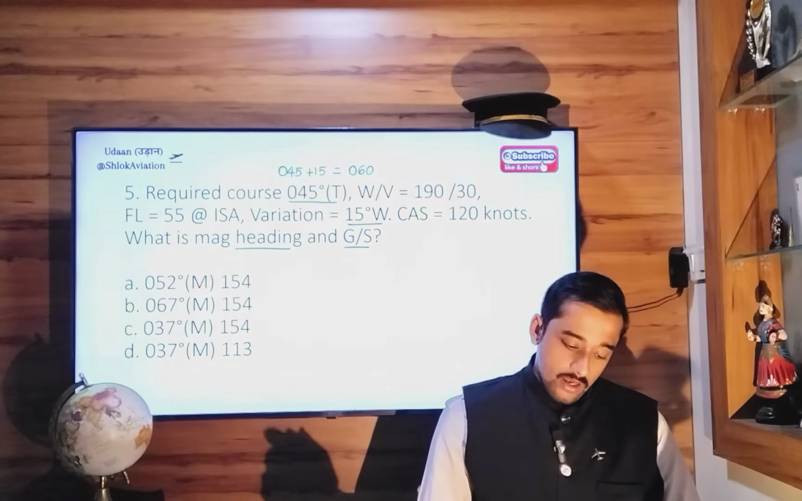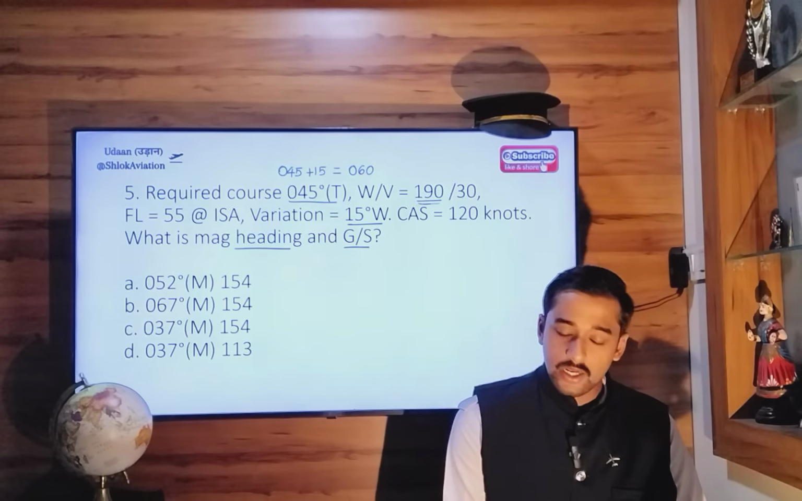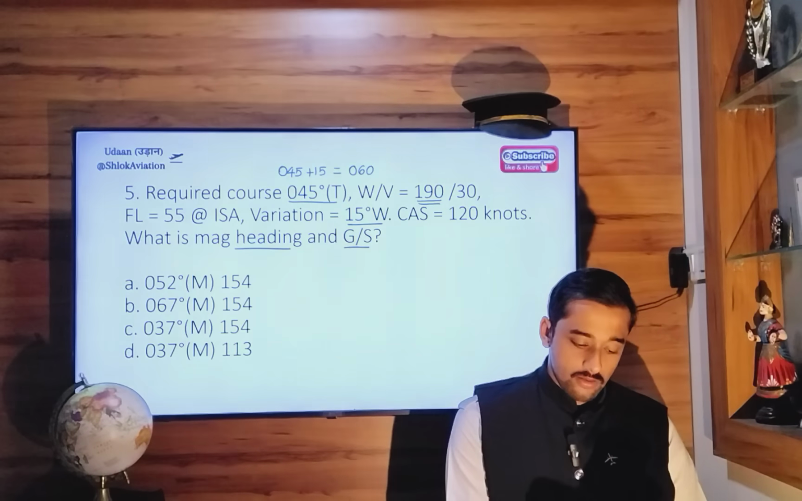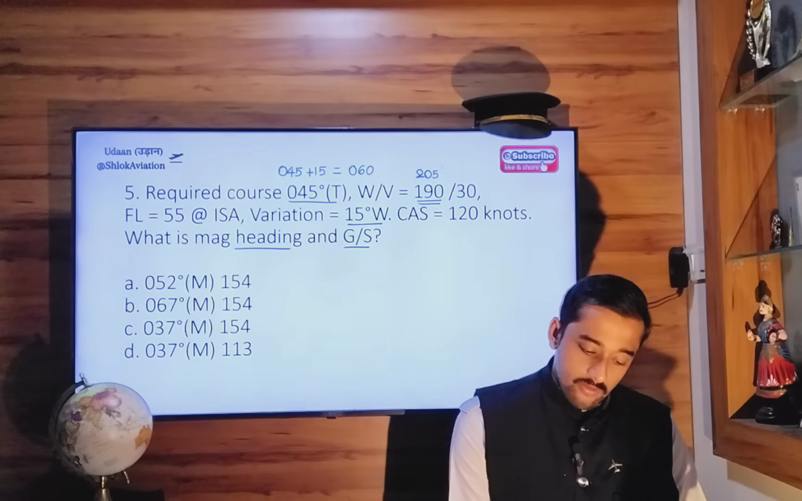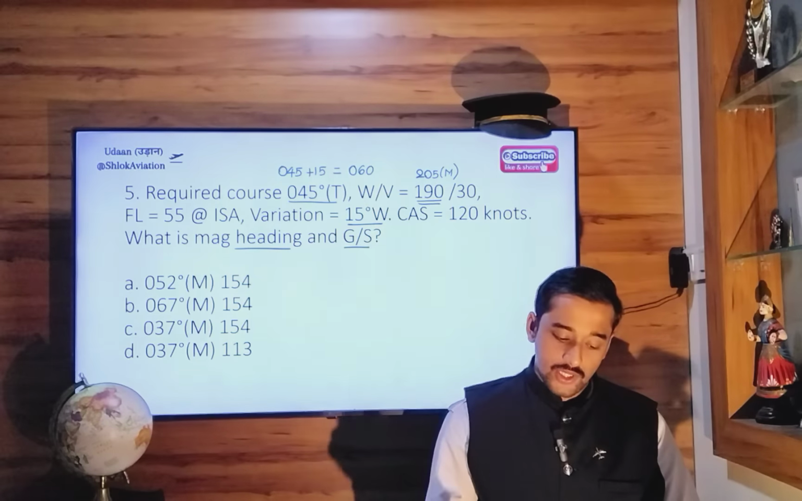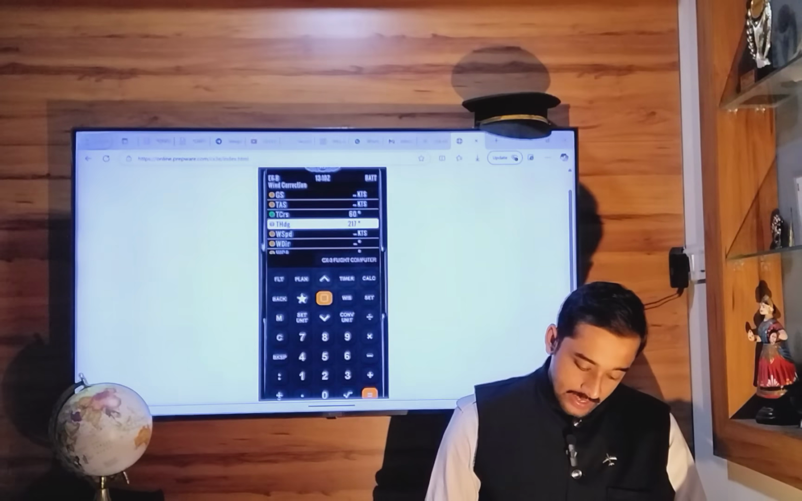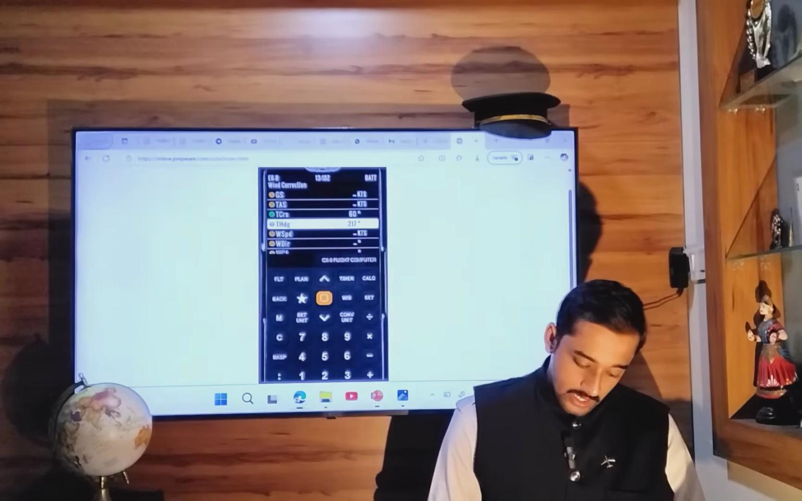Okay. Winds are 190 at 30. 190 true direction. Winds are reported true. Now 190 plus 15 is 205, so 205 magnetic. So let's substitute these values in CX3 and get our answer in magnetic. Heading is not given to us. Winds 205 at 30.